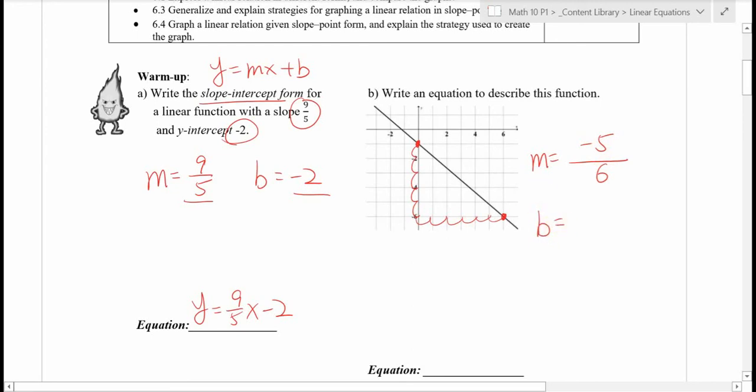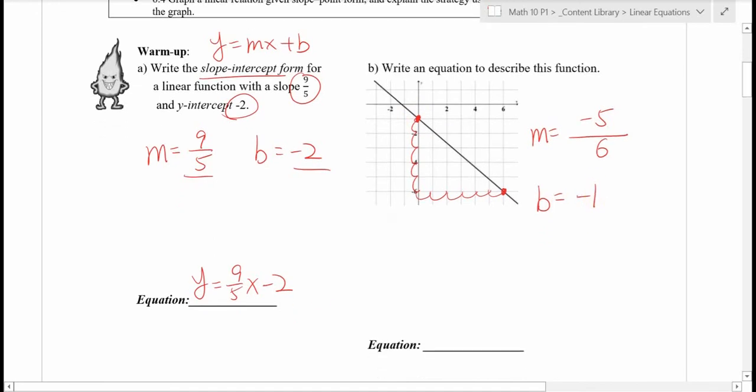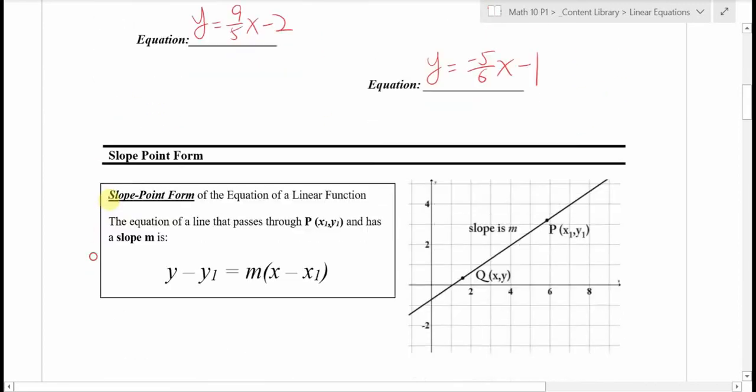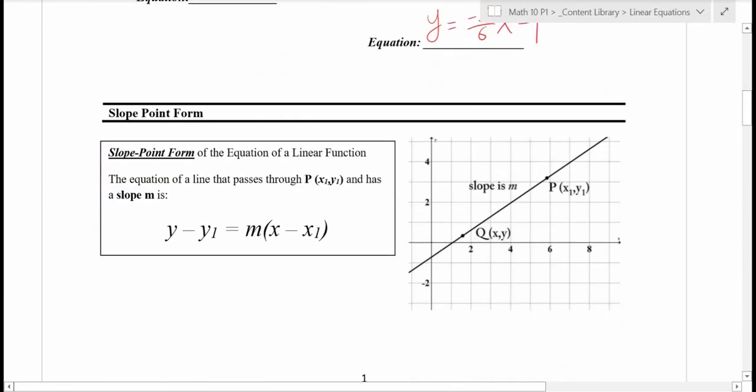The value of b is the y-intercept, which is the point right here. That is -1. So now we have the value of m and the value of b. We then have the equation y equals -5 over 6x minus 1. Okay, so that was slope-intercept form. Again, today we're going to be looking at the slope-point form. Some people call this the point-slope form. It's the same thing, really.